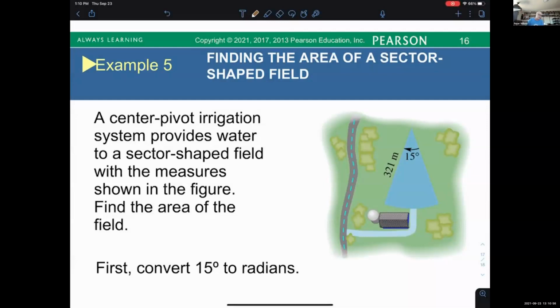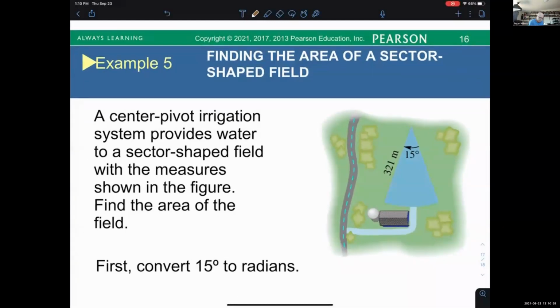Sector pivot irrigation system. So here's the place where the sprinkler is, and it's shooting water as it rotates, and it says here it rotates 15 degrees, and then it comes back. So it provides water to this area. And it says, as shown in the field. So what do we see in the field?